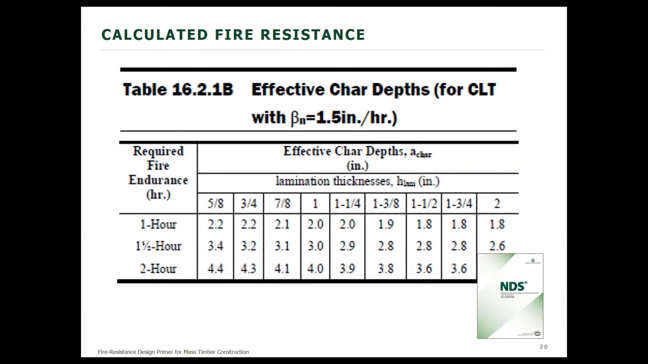What you see here are the charring results based on CLT laminations of equal thickness. The commentary has provisions for laminations of unequal thickness, but this table is provided for laminations of equal thickness. Note that the table provides the effective char depth required to achieve the fire endurance, that sacrificial layer. Since CLT is a proprietary product, the designer will need to contact the CLT manufacturer to obtain the net section properties of the CLT and then determine the structural capacity of the CLT after it has been exposed for the desired period of time.